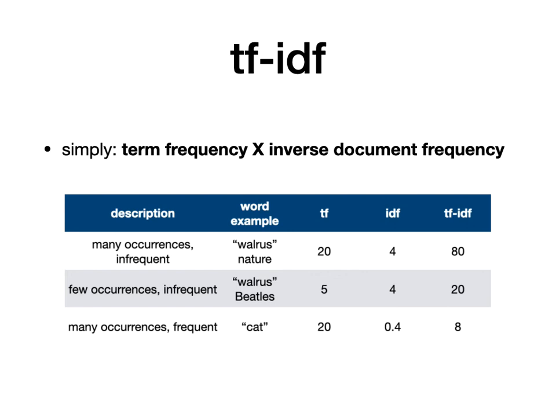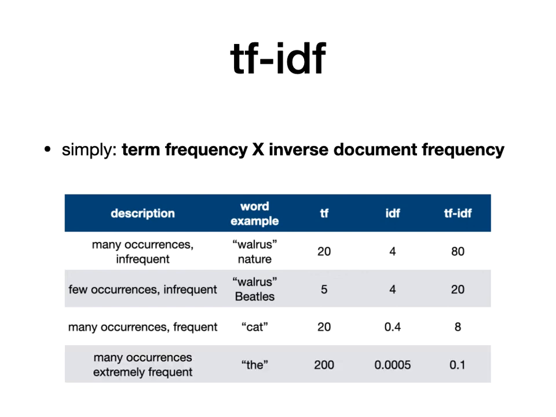And then we can look way down at "the," right? So many occurrences, extremely frequent. Okay, just because "the" shows up 200 times in my document doesn't mean it matters, because it shows up in every document. So its IDF is way low. Almost every document has this word in it. You multiply those together, you end up with only about a score of 0.1. So that means "the" is borderline useless, and that's why it doesn't factor into a lot of these searches.